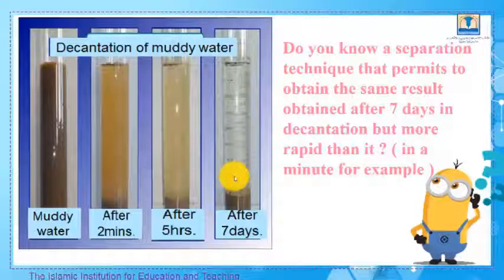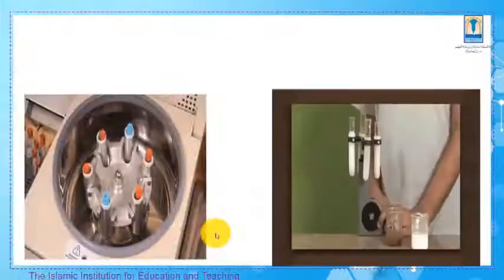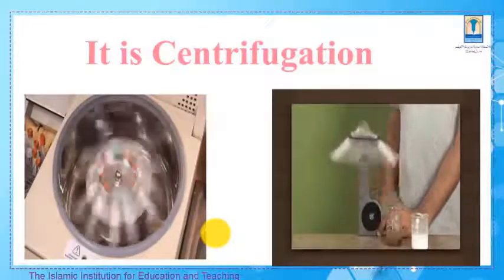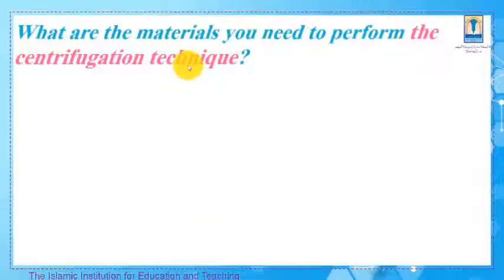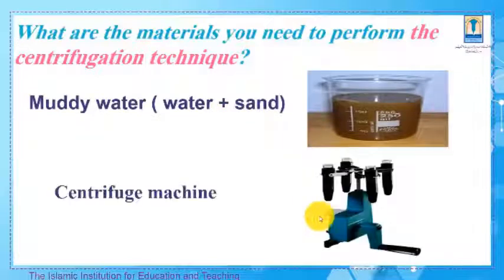But do you know a separation technique that permits to obtain the same result obtained after 7 days in decantation but more rapidly, in a minute for example? Yes, it is centrifugation. To know what is centrifugation technique, please open your worksheet 6, page 8. What are the materials you need to perform the centrifugation technique? The centrifugation technique requires the following materials: muddy water, which is water plus sand, and a centrifuge machine.